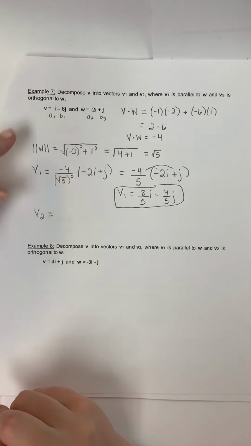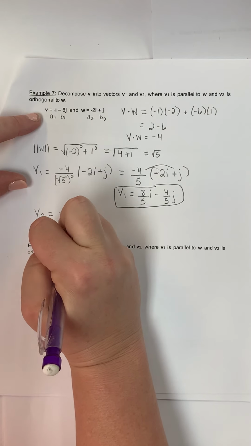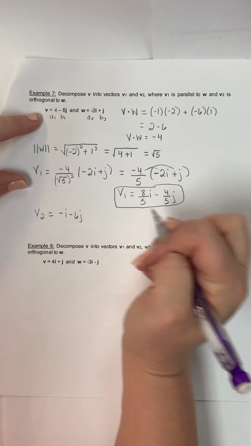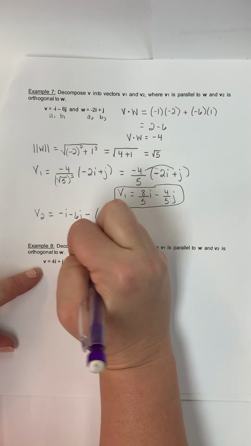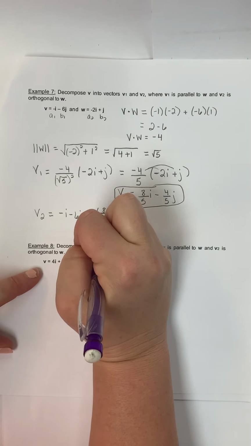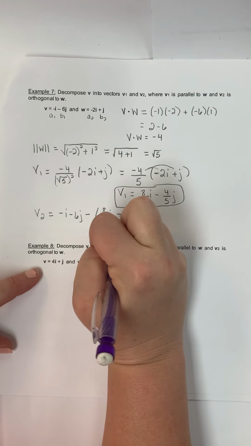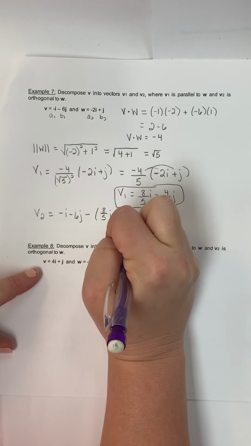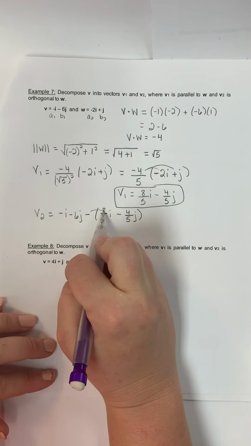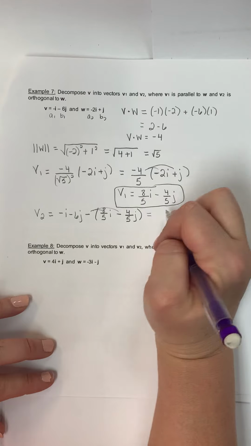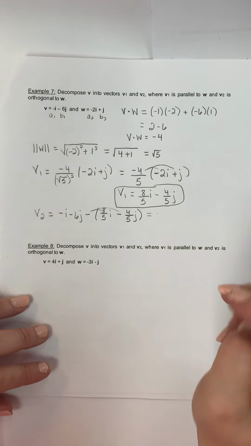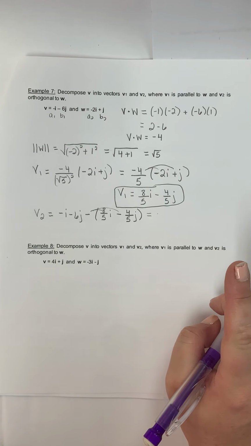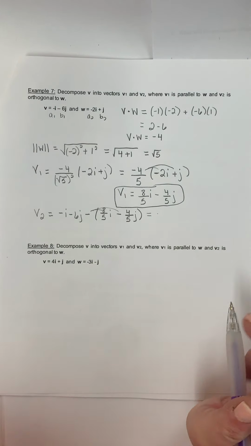To get vector 2, we're going to take the original vector V, and we're going to subtract vector 1. Now remember, I'm going to put him in parentheses because I have to distribute a negative through here. So I'm going to have to push that negative through. This is going to give me, oh, before I do that though, you know what we could do to save ourselves a little room since I'm running out of room?